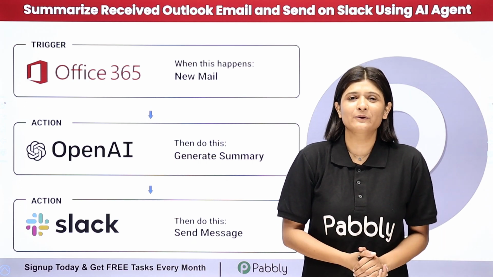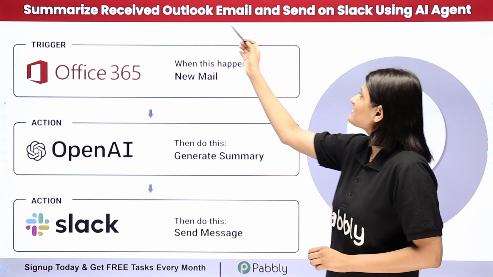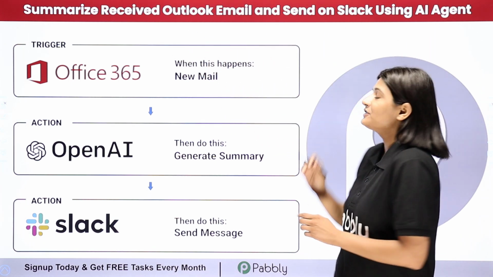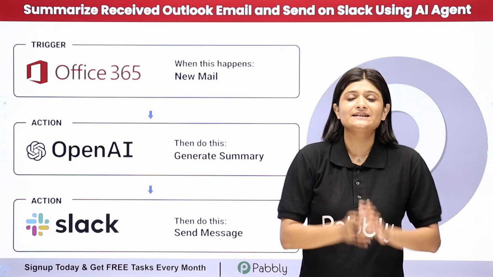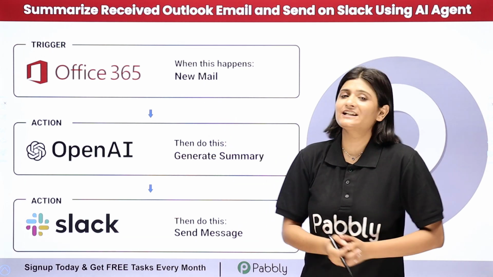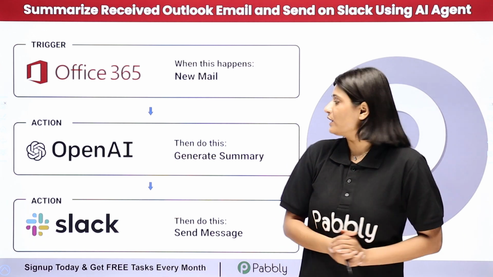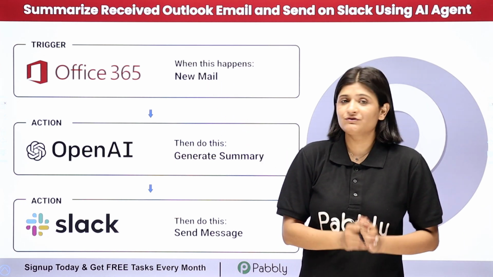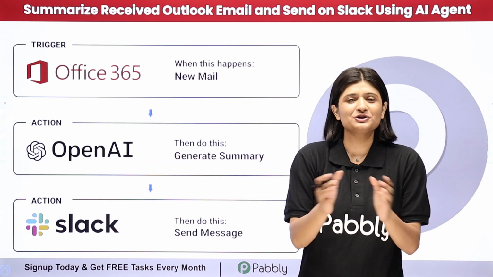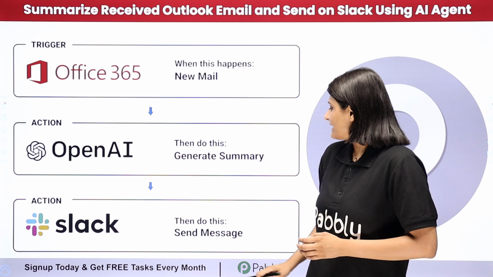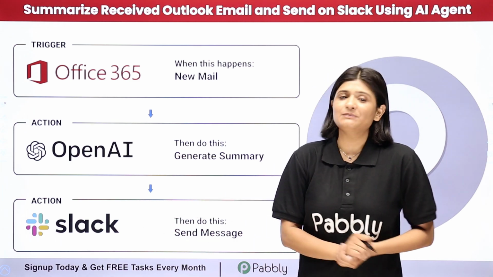In this video, we are going to learn how to summarize received Outlook email and send on Slack using AI agent. So let's suppose I'm running a consultancy firm and I'm receiving many mails on my Office 365 or Outlook. Now I want that whenever a new mail is received, the summary should be automatically generated with the help of AI agent. Here I'm going to use my AI agent as OpenAI, and then a message should be sent to my team on Slack.